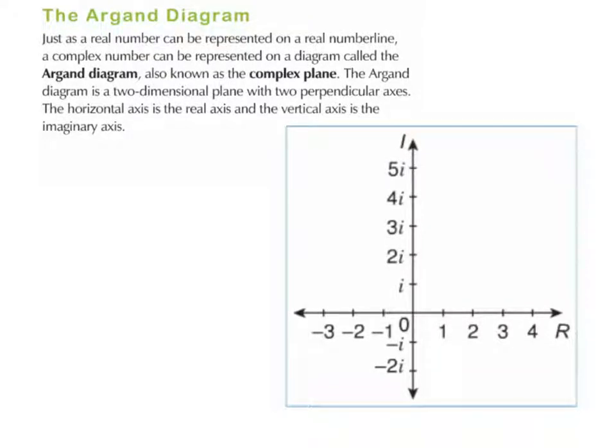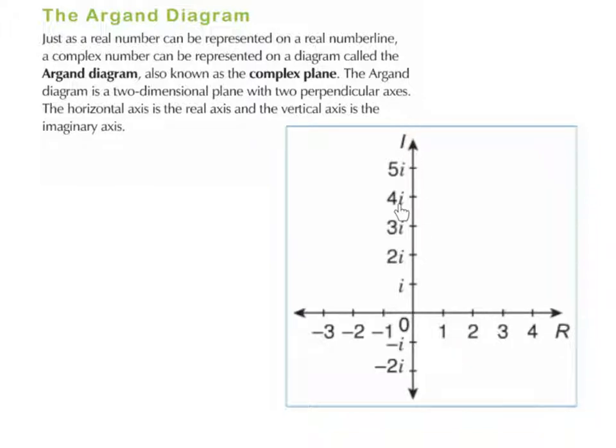The Argand diagram. Just as a real number can be represented on a real number line, a complex number can be represented on a diagram called the Argand diagram, also known as the complex plane. The Argand diagram is a two-dimensional plane with two perpendicular axes. The horizontal axis is the real axis, so we would be used to calling this the x-axis, and the vertical axis is the imaginary axis.